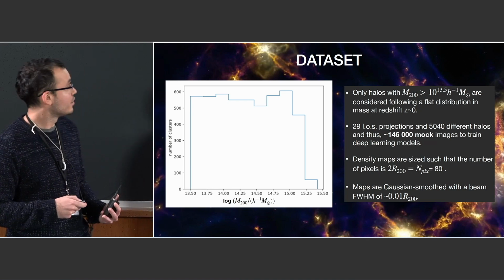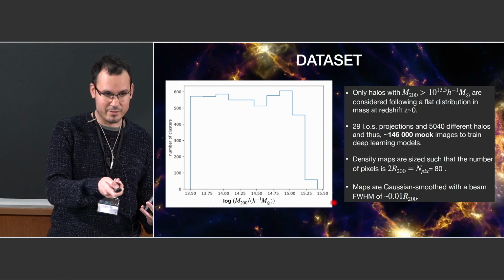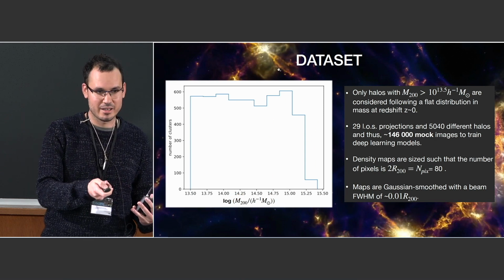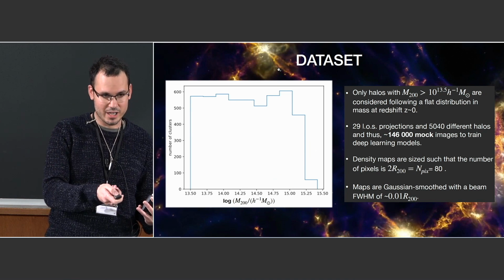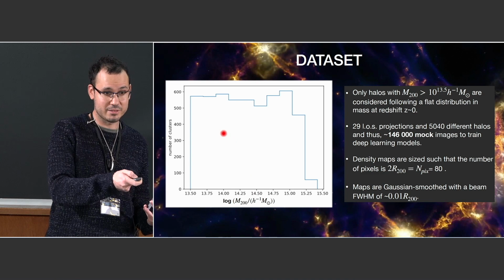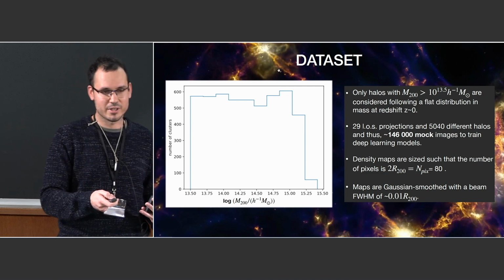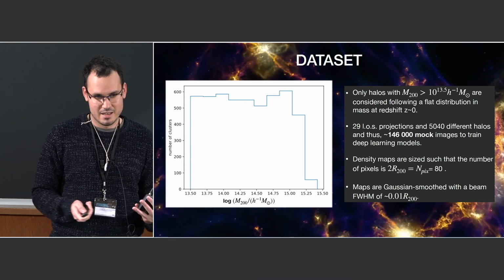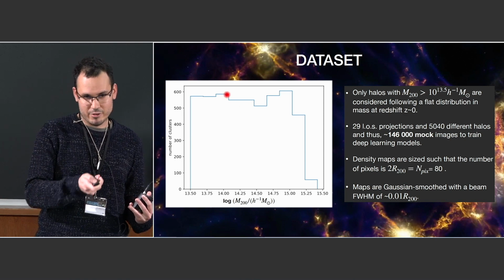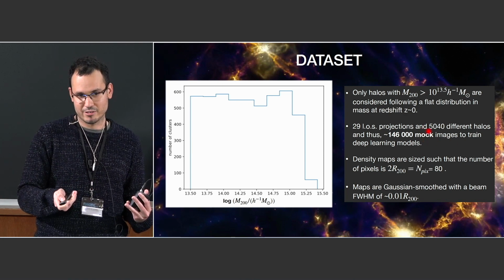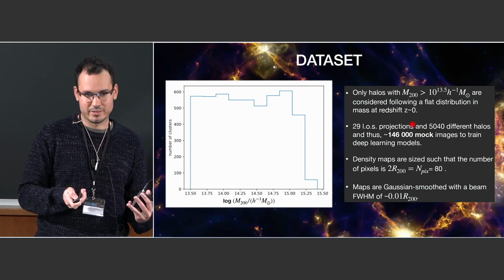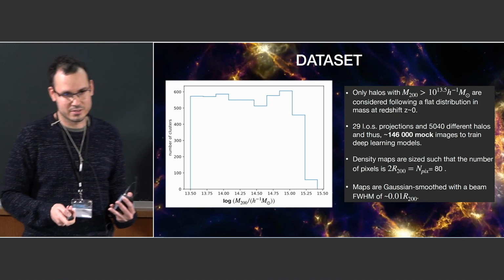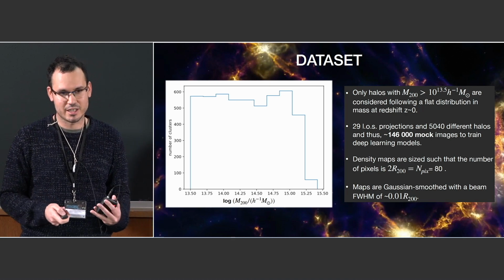The most important feature of our data set is that from the 300 simulation, we can have very massive galaxy cluster objects. The simulation provides these objects, and we have sampled them to follow a uniform distribution in mass, so that when training the model, having more objects at a certain mass bin does not bias the results. From our simulation, we have almost 5,000 different halos, using 29 line of sight projections. We end up with almost 150,000 images to train our deep learning models.